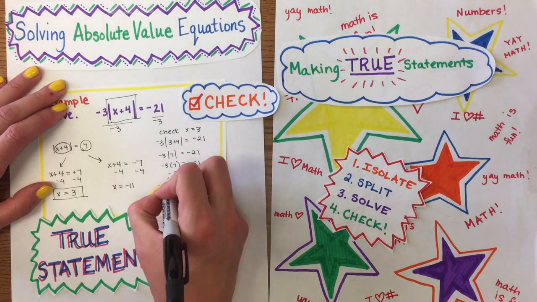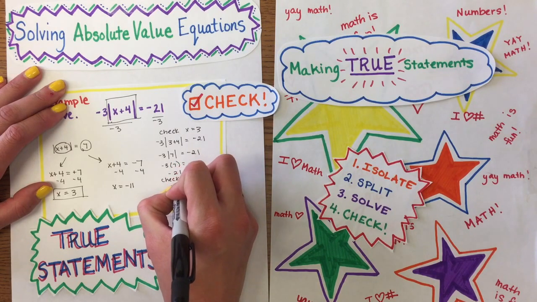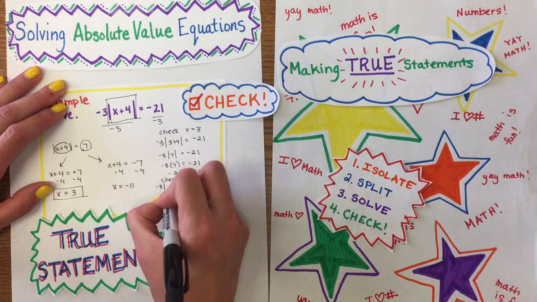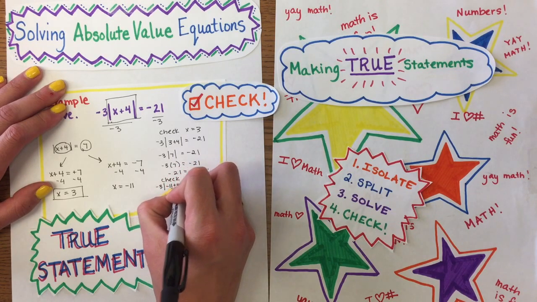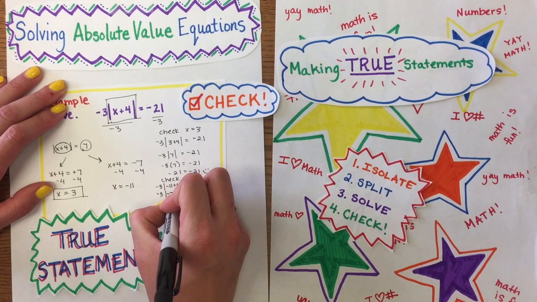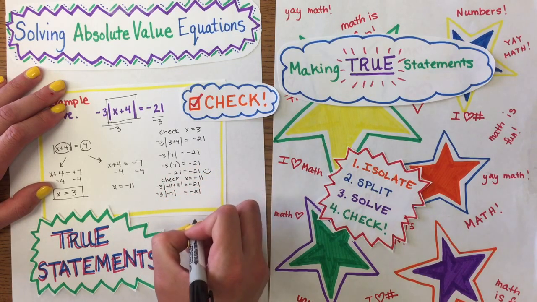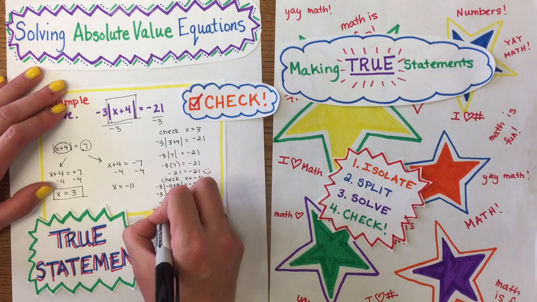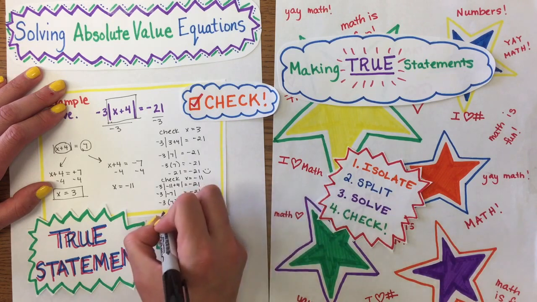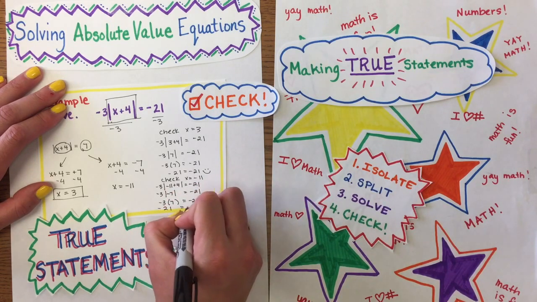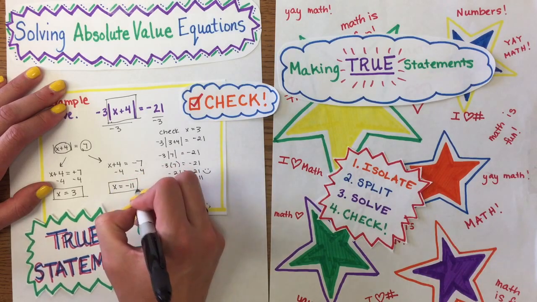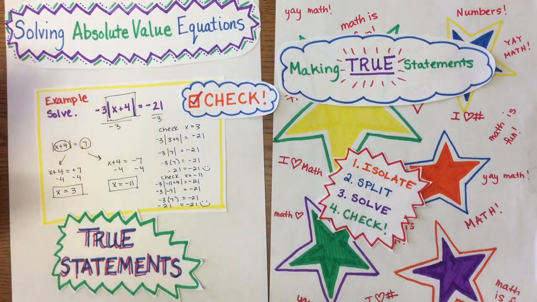Now let's check to see if x equals -11 is also a solution. So -3 times the absolute value of -11 plus 4 is equal to -21. -3 times the absolute value of -7 is equal to -21. The absolute value of -7 is positive 7. So this gives me -21 is equal to -21. This is also a true statement. So x equals -11 is a solution.